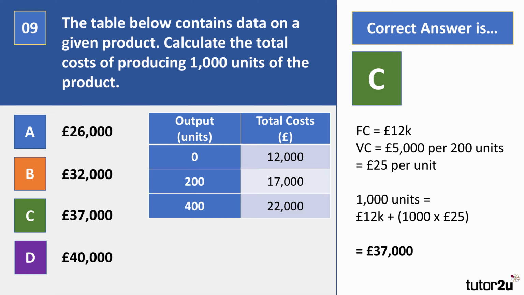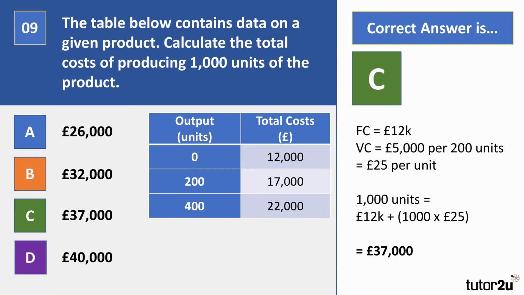And it looks like that relationship is pretty steady as output rises. Therefore, 1,000 units is going to be our £12,000 worth of fixed costs, plus our £25,000 worth of variable costs, 1,000 lots of £25, giving us a total cost of £37,000. So the answer is C.